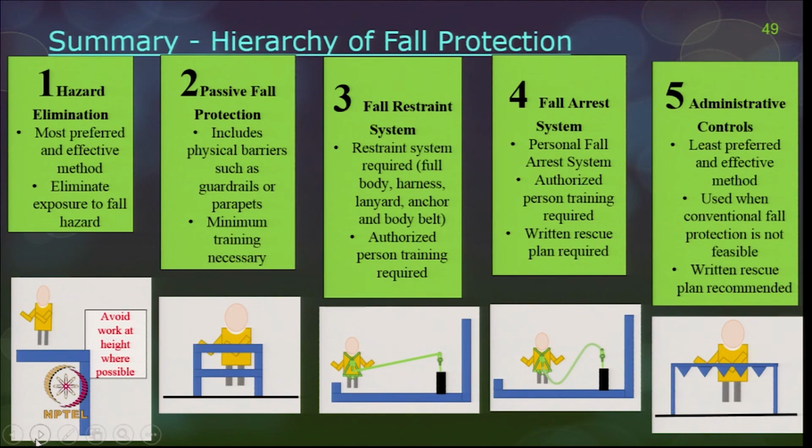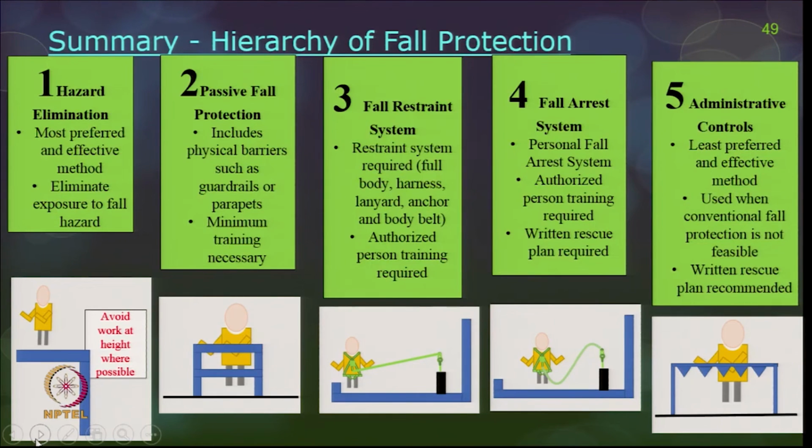The next we call passive fall protection, which includes physical barriers, for example guardrails and parapets, so that they serve as fall protection for workers who are working in the vicinity. The next one is fall restraint system. It is nothing but your PFAs, wherein the stretch of your lanyards or your lifelines will not reach more than the hazard.